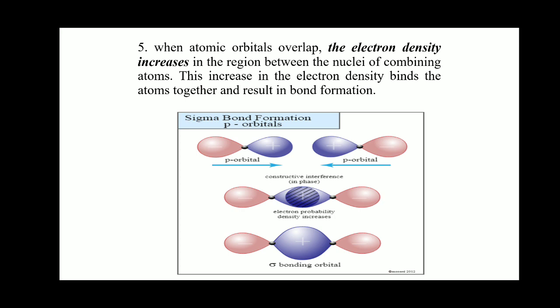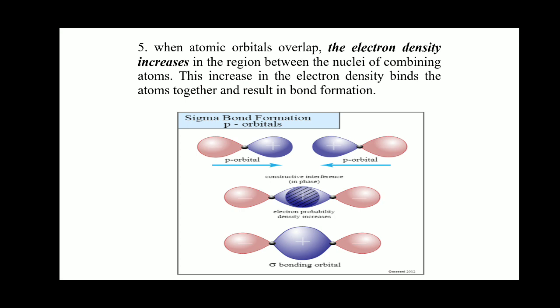The fifth postulate states that when atomic orbitals overlap, the electron density increases in the region between the nuclei of the combining atoms. This increase in the electron density binds the atoms together and results in bond formation. How it results in bond formation, how electron density binds the two atoms together, see in this picture. This will describe this fifth postulate.